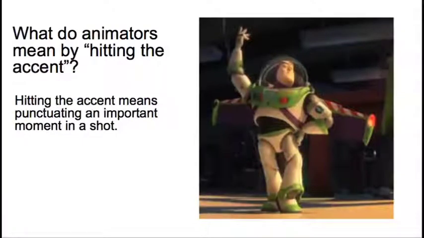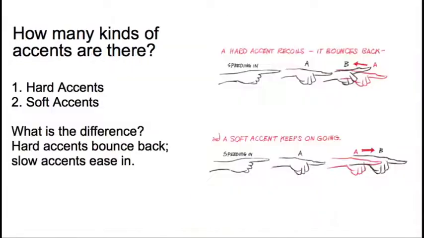So what do animators mean when they talk about hitting the accents? What we mean by that is punctuating an important moment in a shot. So here, where Buzz gets into his pose and does his kind of flamenco bullfighter thing, he's hitting the accent there by getting into that pose.